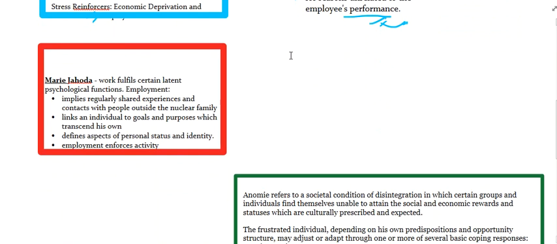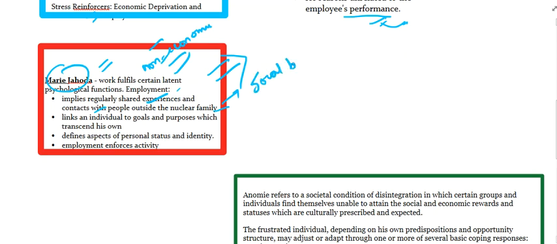Another reason underscores the need to look at such layoffs through the lens of sociology. Mary Jahoda has come up with a very insightful analysis of the non-economic dimensions of work or employment. People who are working regularly share their experiences and contacts with people outside the nuclear family. This social bondage, this social interaction, gives a sense of identity, a sense of meaningfulness also. The work gives an individual a goal and purpose that transcends their own. It also defines the employee in aspects of personal status and identity.